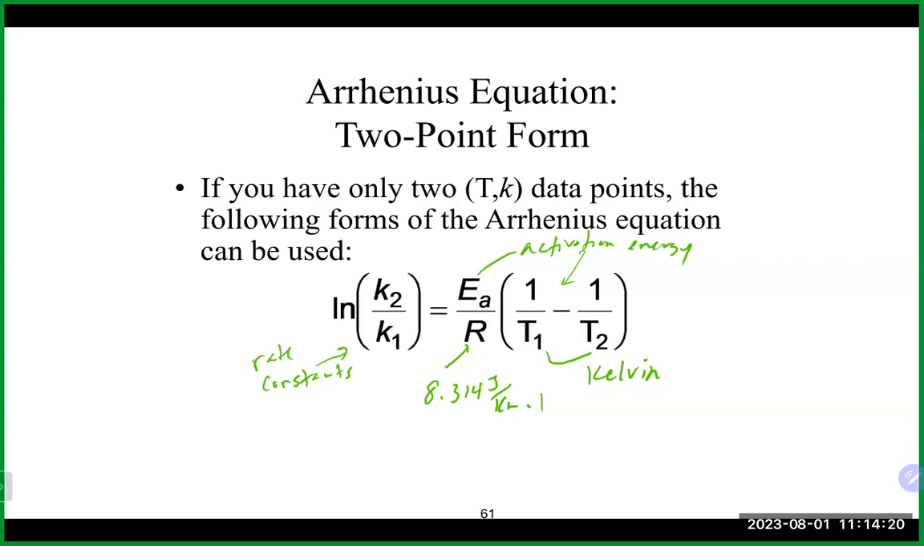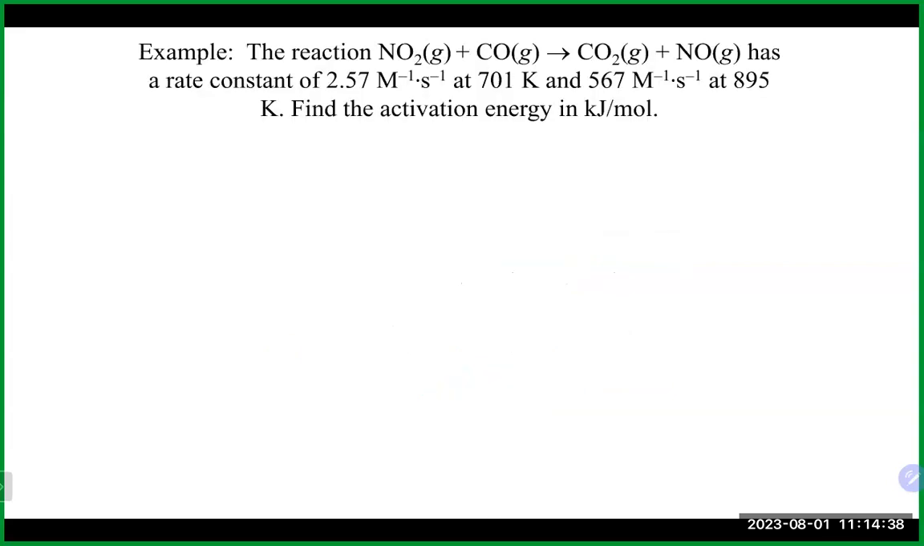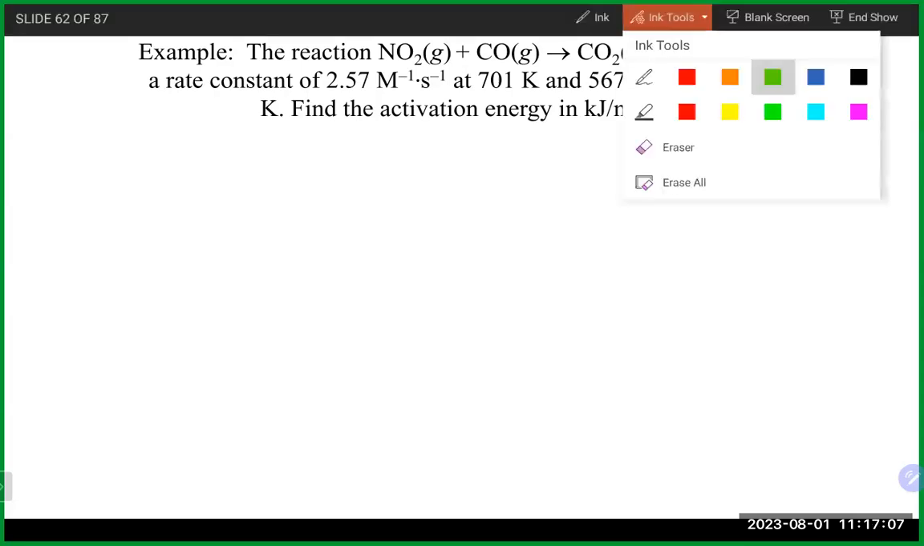This is really like you took 2 points off of that graph and that line, and you can basically calculate it. So if you know a couple of temperatures and a rate constant, you can figure out what the new rate constant would be. Or if you know a couple of rate constants and one of the temperatures, you can figure out what the final temperature would be. So why don't we try one here? Why don't you try to see what you come up with? The reaction has a rate constant 2.57 at 701 and 567 at 895. What is the activation energy in kilojoules per mole?